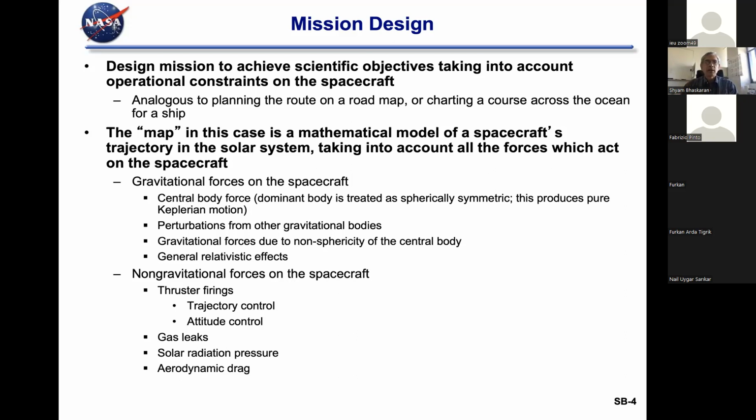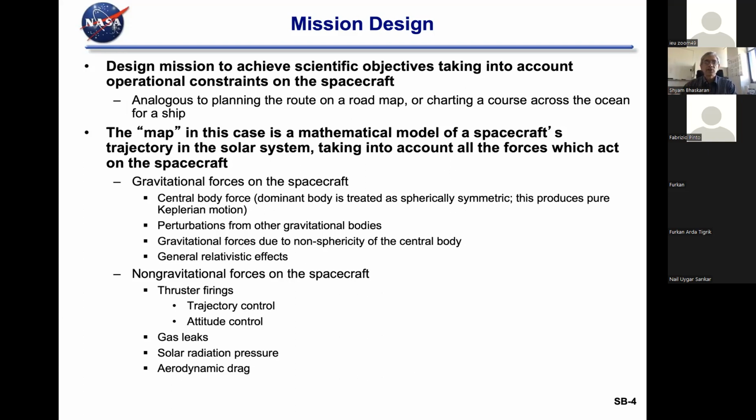There are also some relativistic effects on the spacecraft because we are out in deep space and traveling at high velocities. There are some Einsteinian relativistic effects we also take into account, although they're relatively small. On top of that, we also have what we call non-gravitational forces acting on the spacecraft. This includes thruster firings. The spacecraft will periodically fire thrusters to change its course, and that, of course, affects the trajectory of the spacecraft.